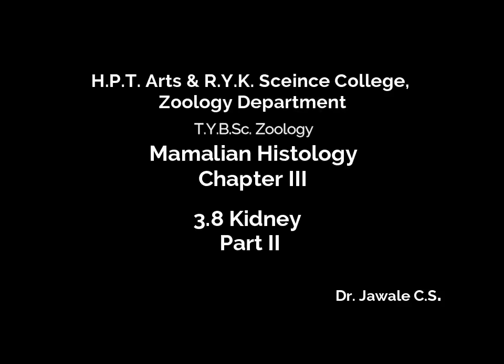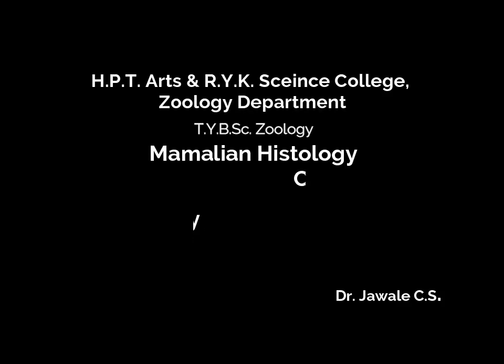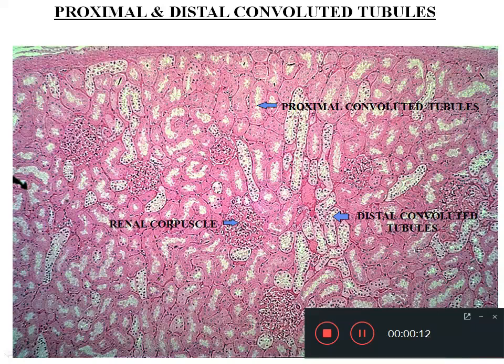Okay, we are back again in a TYBSc Zoology Mammalian Histology paper number 2. We were discussing the histology of kidney. We have seen the different structures in a gross LS section of kidney. In that, now we are focused on the basic functional unit of kidney, that is a nephron.